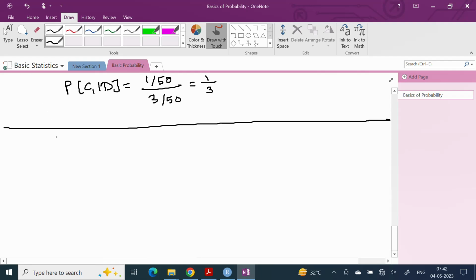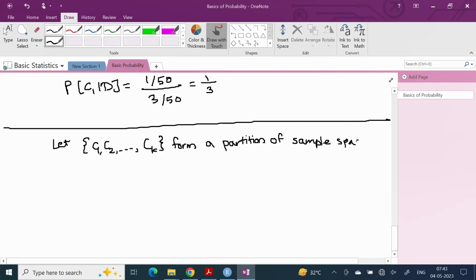So let me write in terms of the same notation, Cs. Let C1, C2, up to CK form a partition of our sample space. What do I mean by partition? By partition, I mean that they are disjoint, that is, they have nothing in common, and that their union means together they cover the entire space. Okay, so let me draw some pictures.